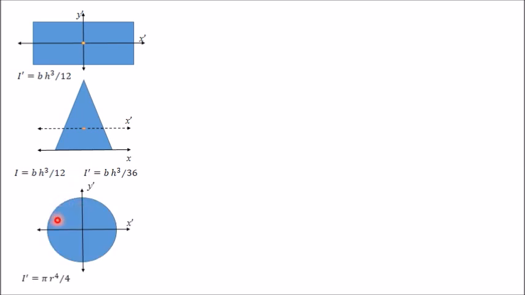Similarly, for circle, draw any axis which is passing through its centroid, its moment of inertia will be given by pi r raised to 4 divided by 4. I have drawn here two axes which are along x and y axis. You can draw axis like this, any axis which is passing through its centroid. Moment of inertia will be given by pi r raised to 4 divided by 4.